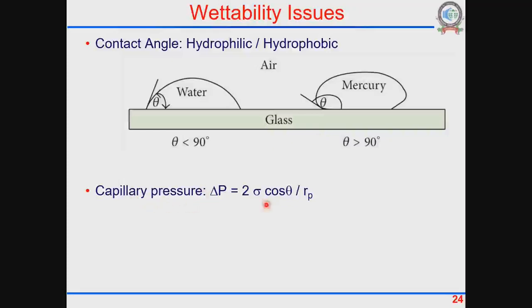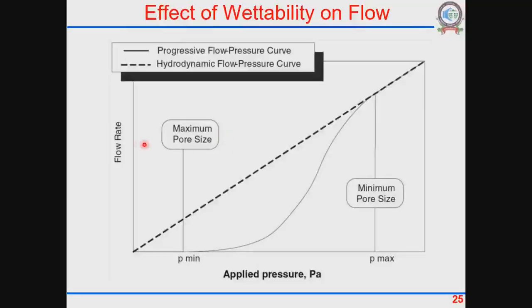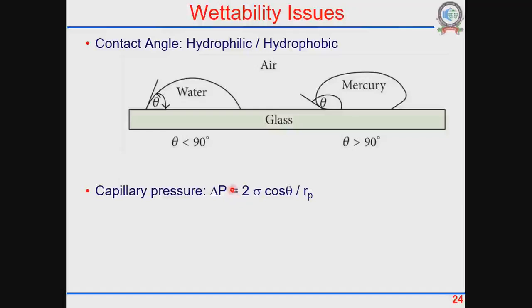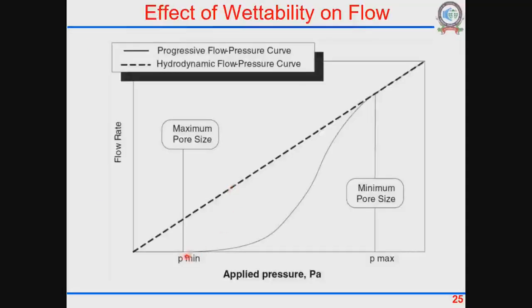So if you think about capillary pressure, delta P would be 2 sigma cos theta divided by the radius of the pore. Now imagine that water is going through different membranes and there is a different contact angle between the membrane and the water. So water is not liking the membrane, or the contact angle is not 0. It has some finite value, maybe 70 degrees, maybe 80 degrees, and so on. Now if you plot flow rate versus applied pressure, you will find that unless the pressure exceeds this capillary pressure, there is practically no flow happening.